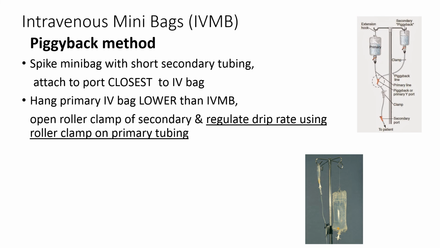We then want to hang the primary IV bag lower than the IV mini bag. Again, you have to think about it with gravity. The one that's going to drip is always going to be the highest one. Then to regulate this, we're going to open the roller clamp of the secondary and regulate the drip rate using the roller clamp on the primary.